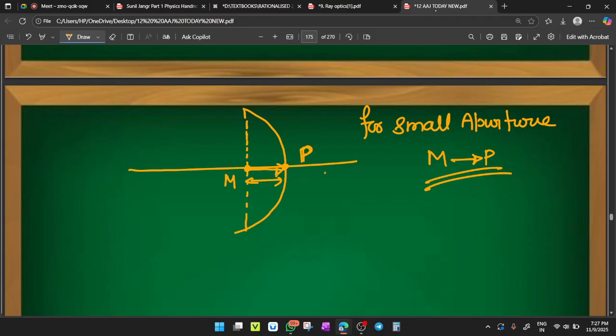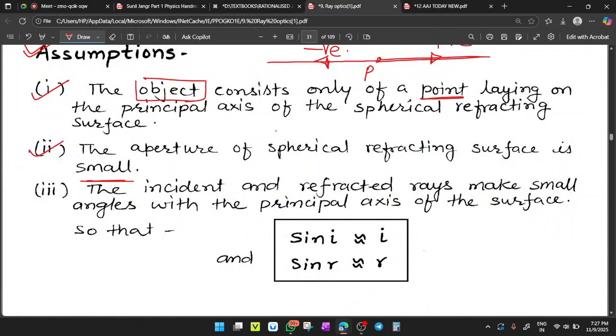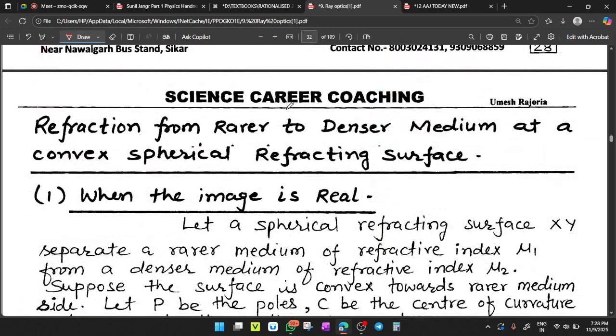Because this distance is very small, that is absolutely negligible. Third, the incident ray and reflected ray make a small angle with the principal axis of the surface. If the rays are making a very small angle, then sine i becomes equal to i and sine r becomes equal to r, as these angles are very small. Clear or not clear?